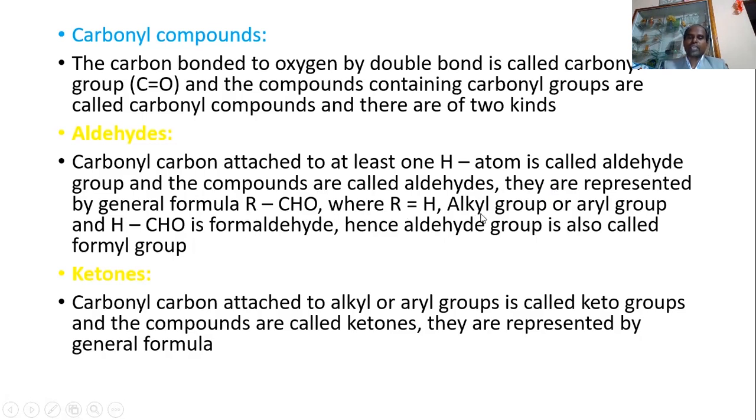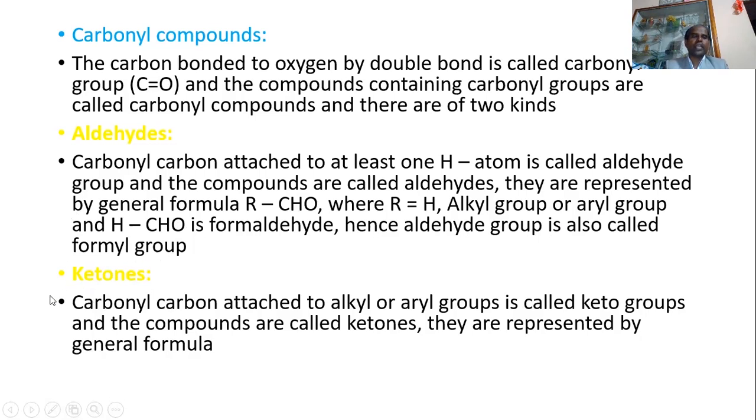An alkyl group may be CH3, or propyl, methyl, butyl, hexyl, heptyl, pentyl, etc. An aryl group means benzene containing compounds are called aryl groups. And when R is replaced with hydrogen, it is called HCHO. HCHO is called the formyl group, the formaldehyde group. Hence, this aldehyde group is called the formyl group. Let's move on to the ketones.